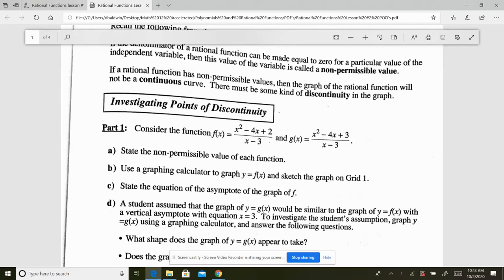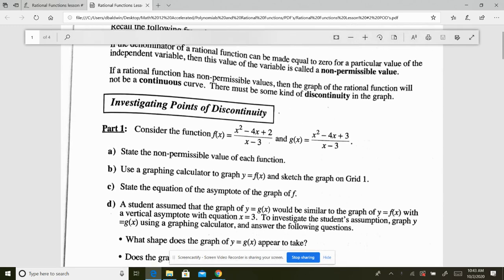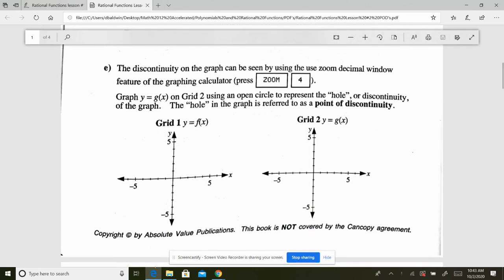Here's our two functions. Boom, boom. Very similar. And okay, if I asked you to sketch this, let's just rewrite them down here on the grids, off to the side here.